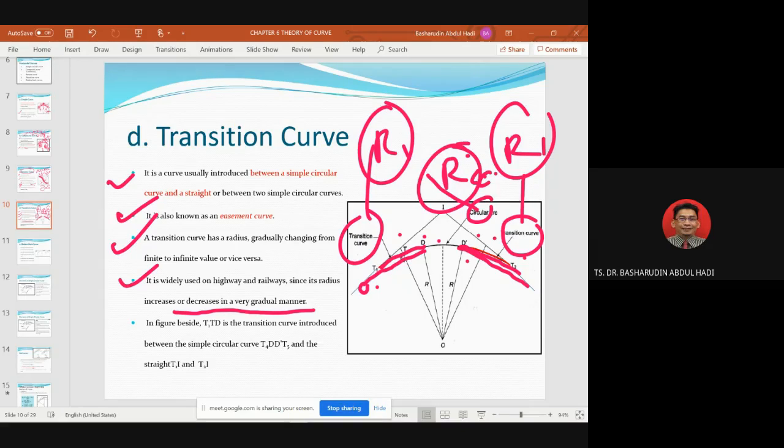In the figure beside, you have T1, and then you have T, you have D, which is the transition curve introduced between the simple circular curve, D1, and then you go to T2, and the straight lines T1I and T2I. Okay, so we have two radii for the transition curve.